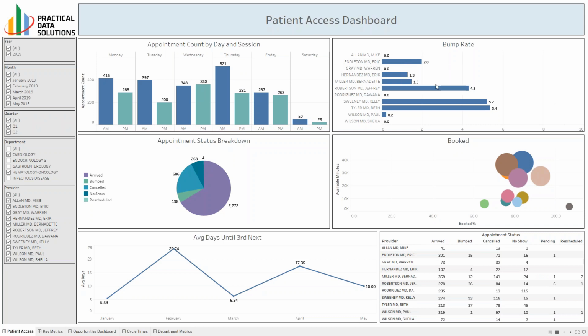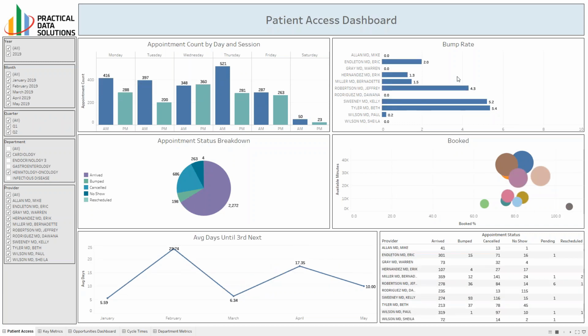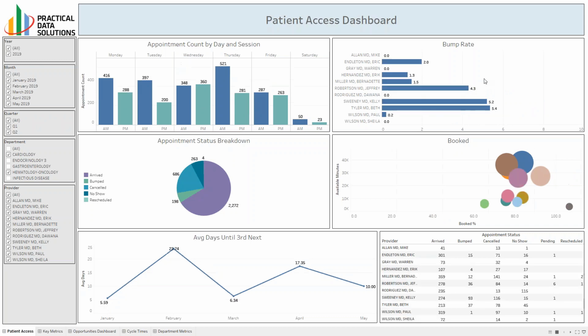For example, up in the bumped rate section, we have a few providers that are maybe at a higher bumped rate than we'd like to see, so we can really drill in and take a closer look at those outliers. This is really what makes visualization so impactful, is that you're not digesting a bunch of numbers. You're sitting and you're looking, and you can quickly identify, like you said, outliers. But you can also identify things like trends and variability.